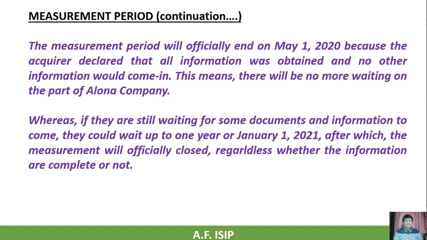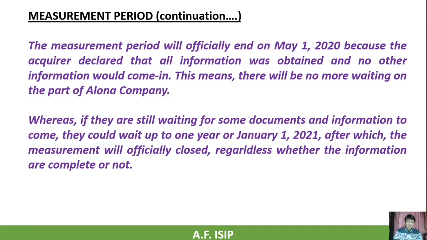So, the business combination of Alona and Xenia happened January 1, 2020. Alona, the acquirer, received documents on May 1, 2020. But Alona is not yet satisfied with the documents that they received. They are still waiting for some documents. Under the standard, they are allowed to wait. But the waiting will only last for 1 year. And that is January 1, 2021.